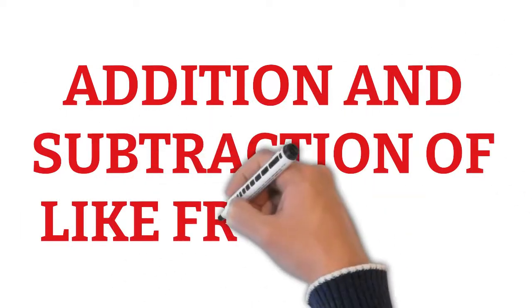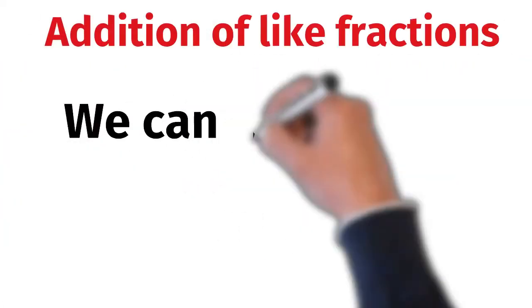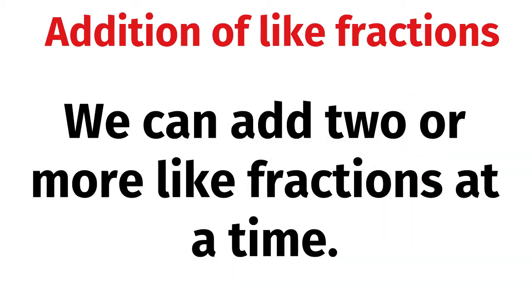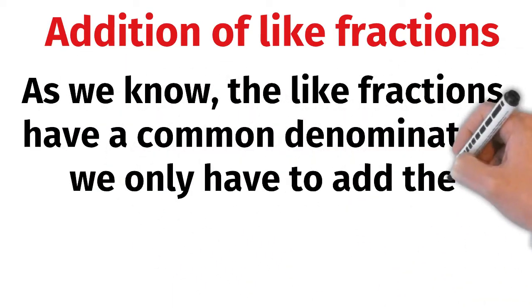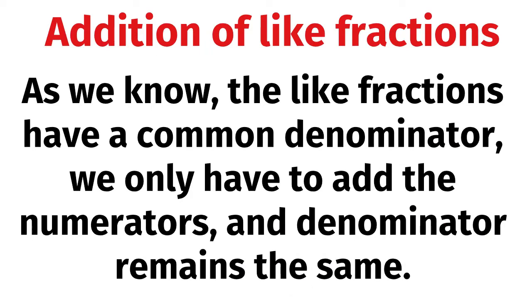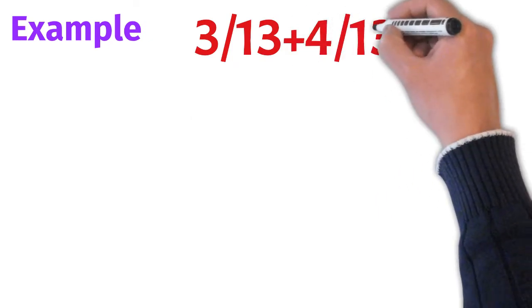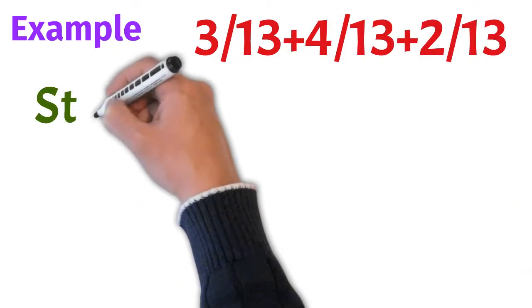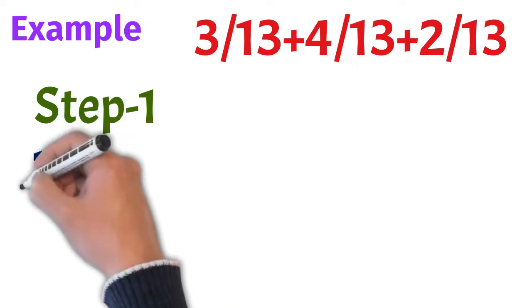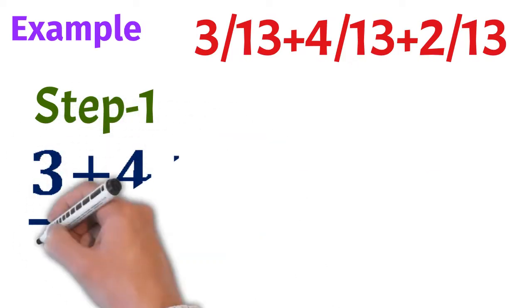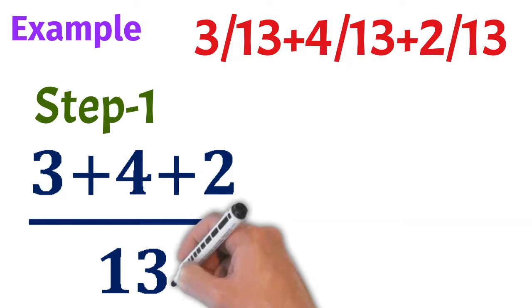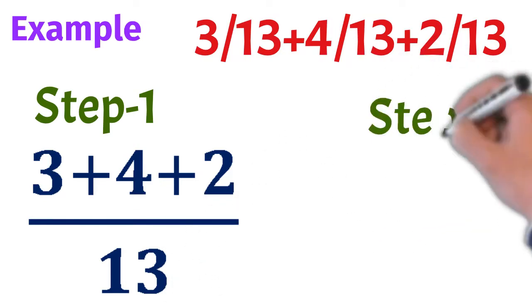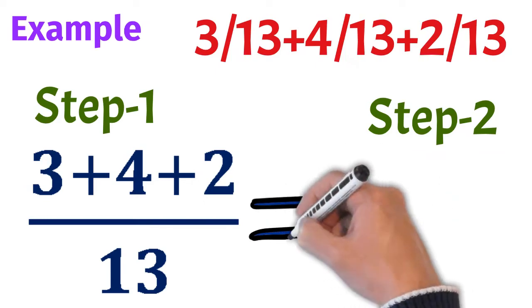Now, addition and subtraction of like fractions. We can add 2 or more like fractions at a time. As we know, the like fractions have a common denominator. We only have to add the numerators and the denominator remains the same. For example, 3 by 13 plus 4 by 13 plus 2 by 13. In step 1, we will add the numerators and the common denominator, that is 13, remains the same. That is 3 plus 4 plus 2 divided by 13. And in step 2, we will get the sum, that is 9 by 13.